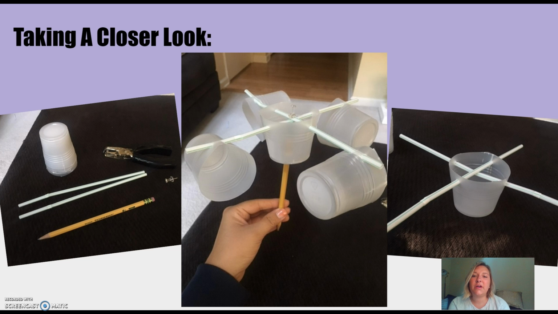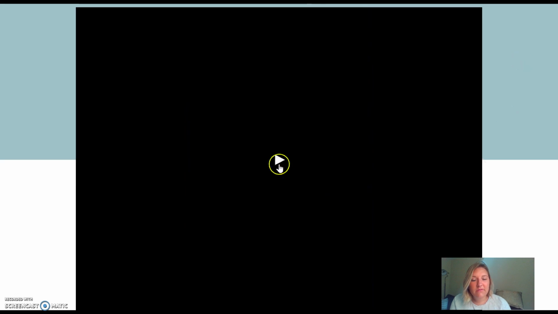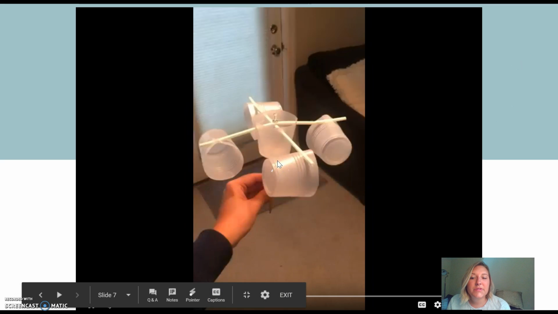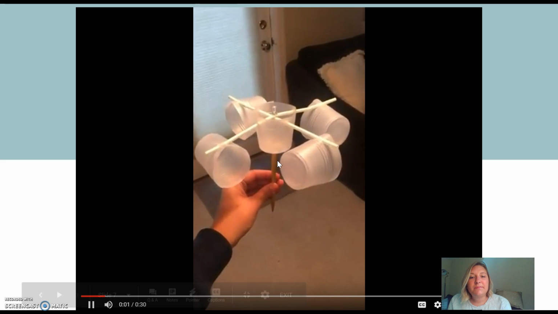So here's a closer look at me creating my anemometer. Super easy if you've never done this. Definitely look into it. It's a great activity to do with students. And I also have a video here that shows me actually using it.